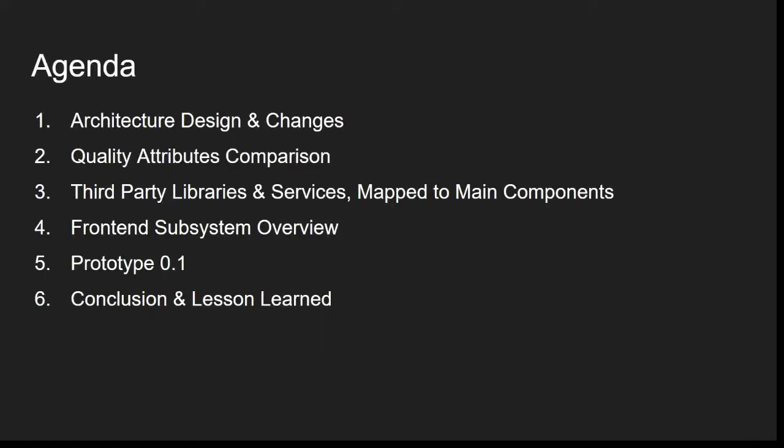In this presentation, we will talk about first, architecture design and changes, second, quality attribute comparison, third, third-party libraries and services mapped to main components, fourth, front-end subsystem overview, fifth, our prototype point 1, and finally, conclusion and lessons learned.